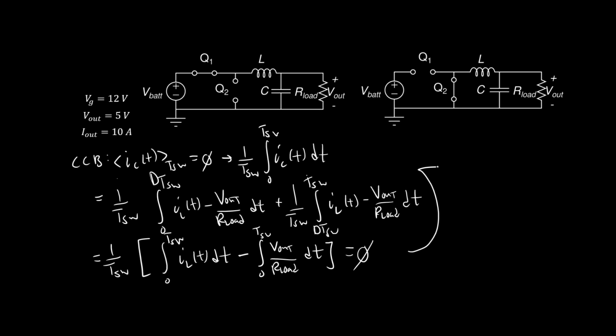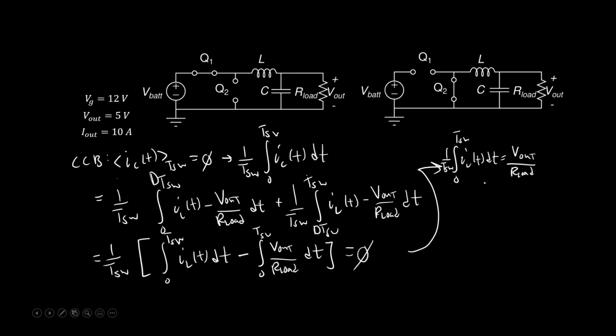But what it does say is that after we evaluate it, we know that the average inductor current over one switching cycle is equal to V out over R load. So basically the average inductor current is equal to V out over R load.